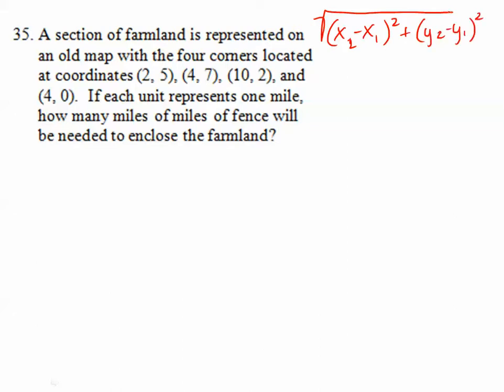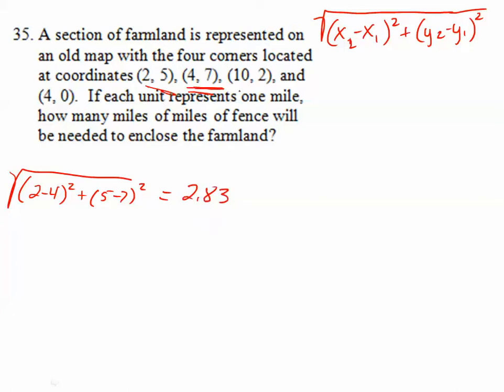So basically we're just going to pick 2 points, subtract our x's and square it, subtract our y's and square it. So the first 2 points I'm going to pick are these 2 right here. So my formula is going to be, I'm going to take my 2 minus 4, because those are my 2 x's, squared, plus 5 minus 7, because those are my 2 y's, and I'm going to take the square root of that, and I'm going to get 2.83.